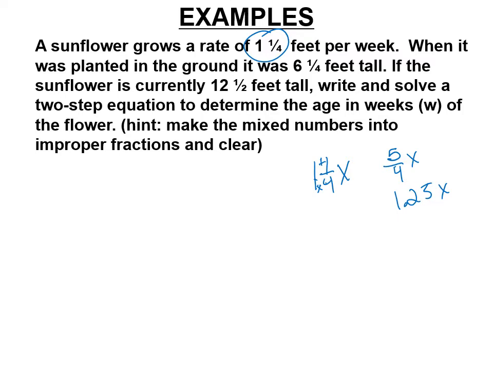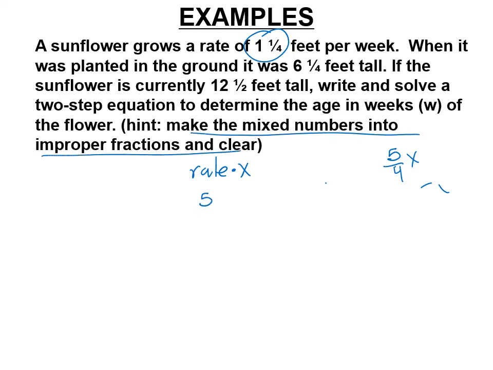So let's see that. So 1 1/4 feet per week, that's our rate, right? Our rate goes first, and then at whatever the variable is. So it says make the mixed numbers into improper fractions. So we have 5/4, and we're going to use W for weeks. We're finding out how many weeks we have here. And when we started, we were at 6 1/4, right? So 6 1/4, right? Multiply 6 times 4, 24 plus 1. That's the improper fraction, 25/4.